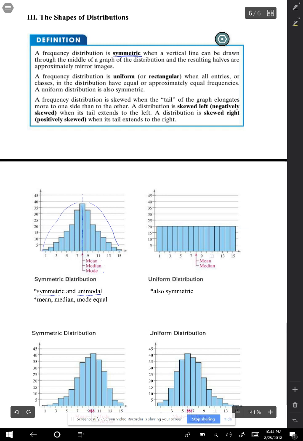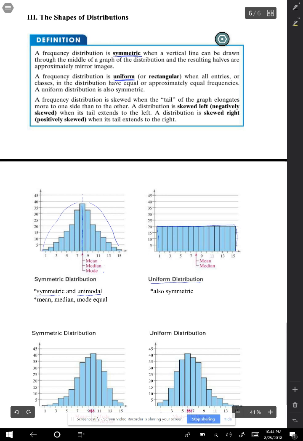A frequency distribution is uniform or rectangular when it forms a rectangle. So that means all the entries or all the classes are the same or approximately the same. They might be just a little bit different. And you can see that in this one here. Uniform distribution, it forms a rectangle because everything's approximately the same.